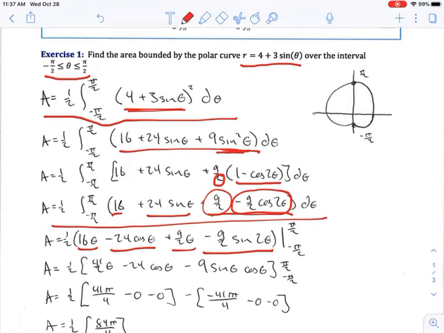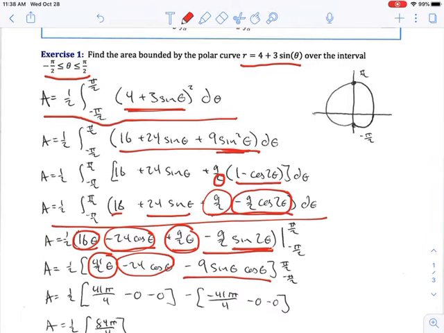Now we can combine this term and this term, and we end up with this term right here. Then we have the minus 24 cosine theta. Changing sine of 2 theta into 2 sine of theta cosine of theta gives us negative 9 sine theta cosine theta. And that is being evaluated from negative pi over 2 to pi over 2.